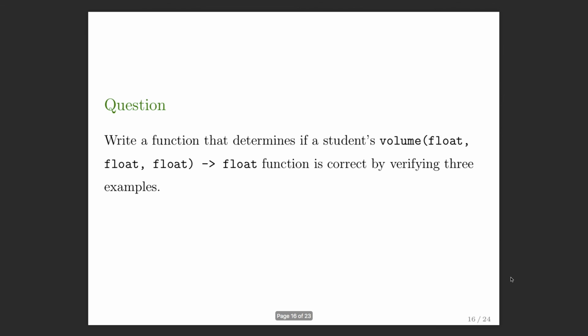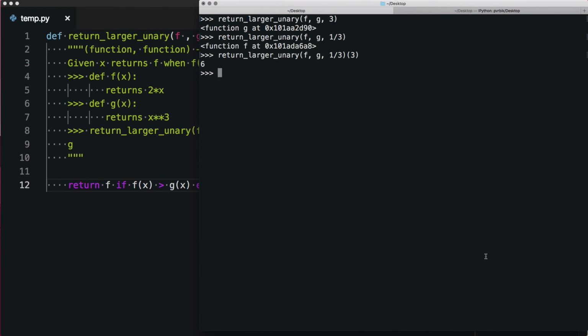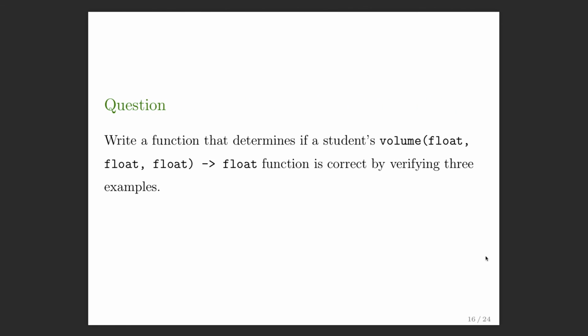So the 2 I left for you is this one. Write a function that determines if a student's volume function is correct by verifying 3 examples. So I basically want you to take a function and, knowing what that function is supposed to do, just execute 3 examples on it. This is so you can get a feel for how we're going to grade your homework.